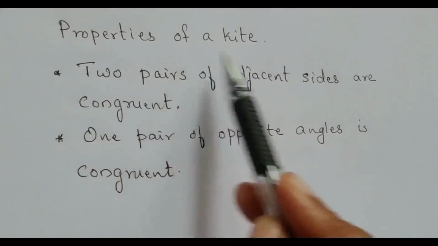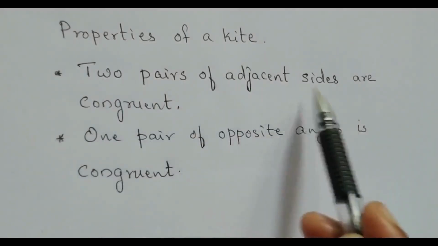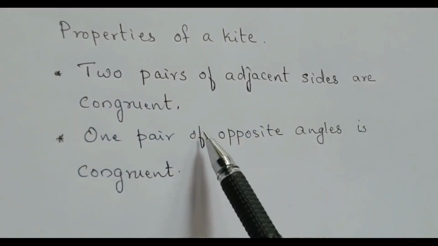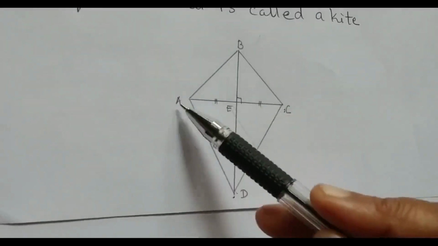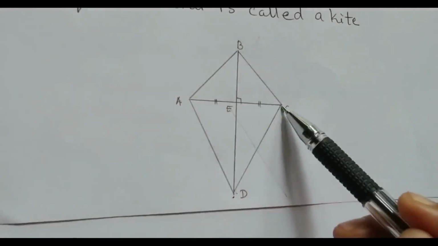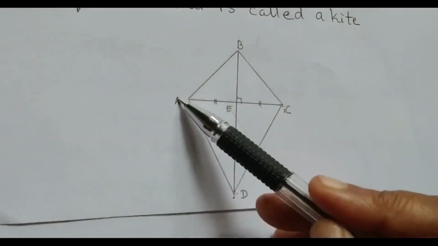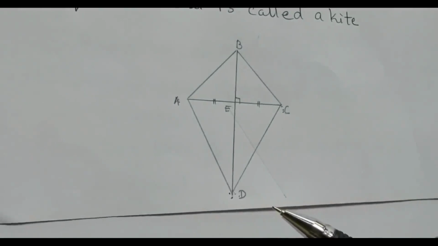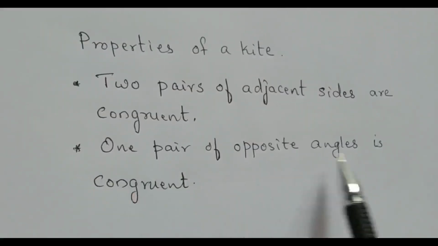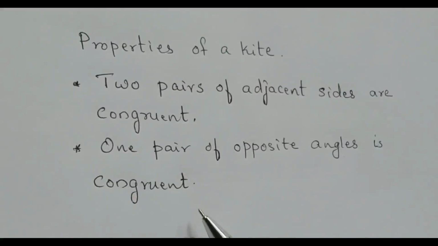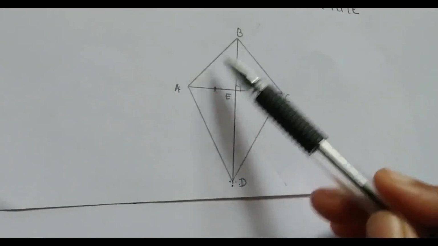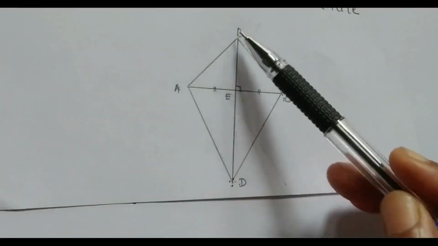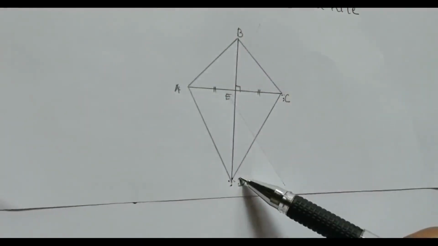Now let us see the properties of a kite. Two pairs of adjacent sides are congruent. That is, in this figure, side AB and side BC are congruent, and also side AD and side DC are congruent. That is, the two pairs of adjacent sides are congruent. The second property is one pair of opposite angles is congruent. That is, measure angle BAD is congruent to measure angle BCD. One pair of opposite angles are congruent.